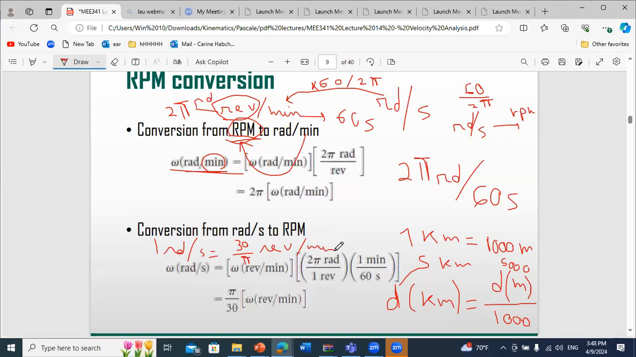Okay, so now if I want to say omega in radian per second, it's equal to the opposite. It's equal to pi over 30 times omega in revolution per minute. Okay.